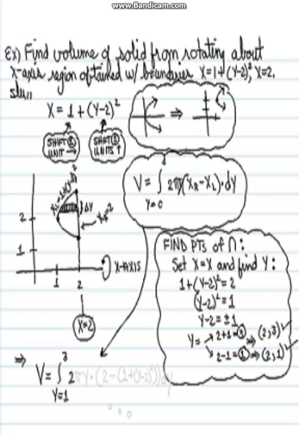Now we can complete our volume. It's equal to the integral from y equals 1 to 3 of 2 pi times the radius y times the height, 2 minus (1 plus (y minus 2) squared), dy. That's 2 minus because it's x right minus x left. Now I'll let you finish that, and post a comment or a question if there's anything more you want to discuss.